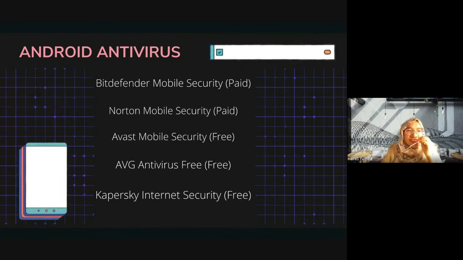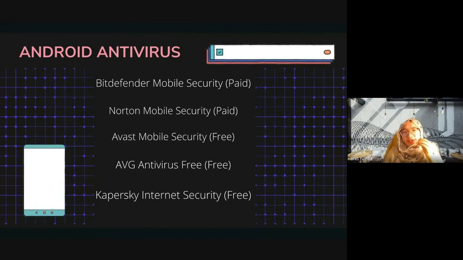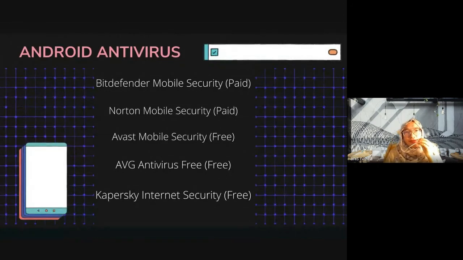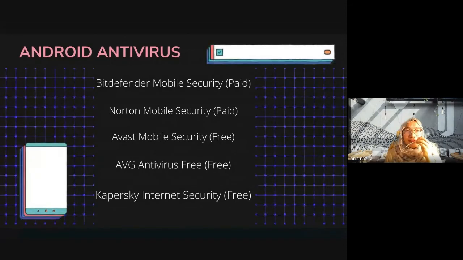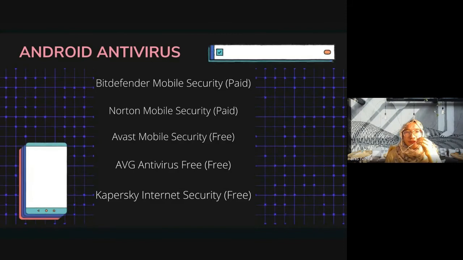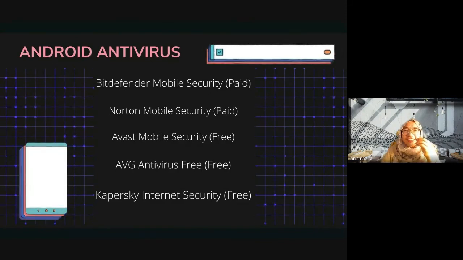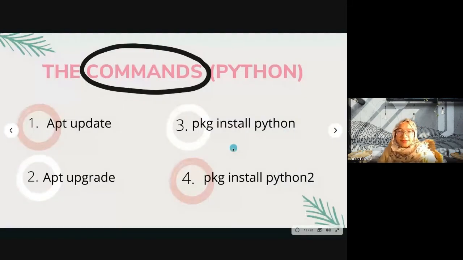And the last one is Kaspersky Internet Security. It's also free, and it has top-notch malware detection, although it is free. The feature is support for Android Wear, and the premium version of this software includes anti-phishing protection. That's all for me.